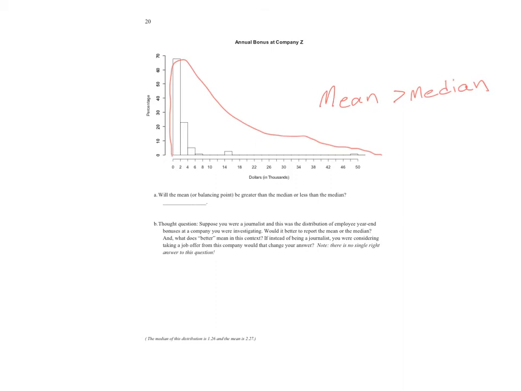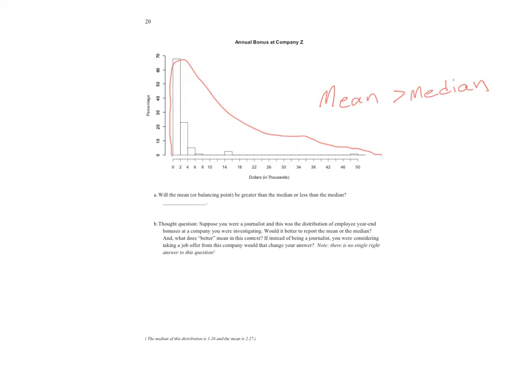If you were instead applying for an entry-level position, you would probably be more interested in the median because that would be closer to what you would probably expect in an entry-level position. Someone reporting for the CEO position would be more interested in the mean because that would be closer to what they would expect and give you more information about the overall company and how much they're paying out in total.